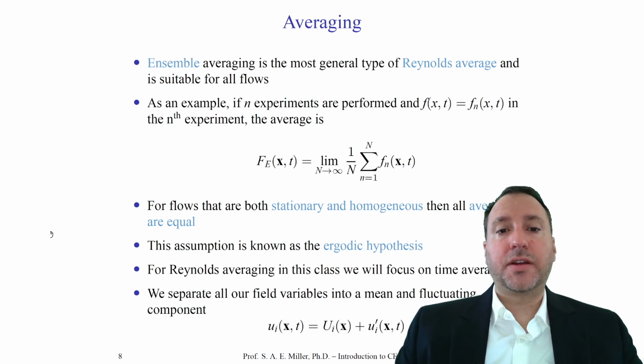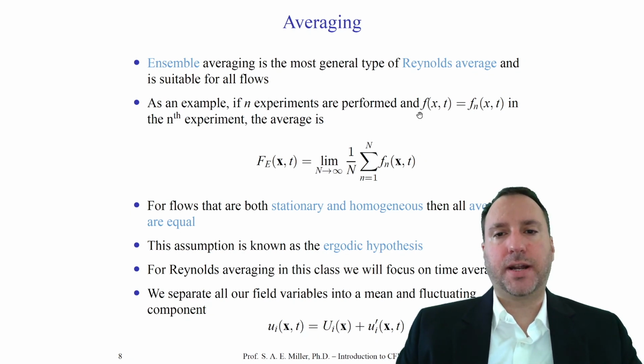Let's take a minute to talk about another important average, which is the ensemble average. The ensemble average is the most general type of Reynolds average, which is suitable for all flows. It's best illustrated through an example. For example, if we have n experiments which are performed and we have some function f, which we're measuring at any space-time, that particular measurement will correspond to f sub n. So for example, if we performed the exact same experiment 10 times, we could set n equals 2, and that would be the measurement f at position x and time t in the second experiment.